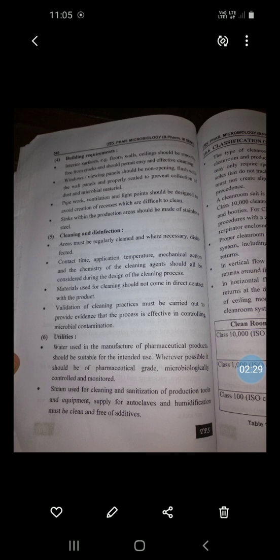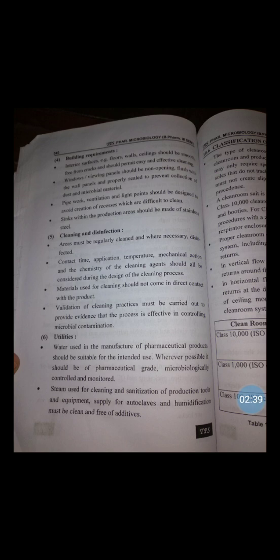Then pipe work, ventilation, and light points should be designed to avoid the creation of recesses which are difficult to clean. The sinks within the production area should be made of stainless steel.